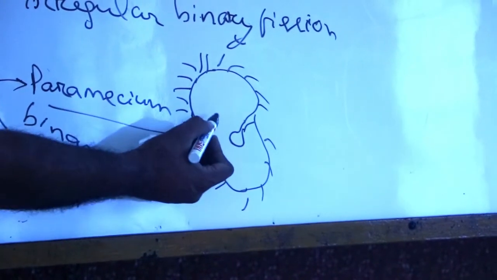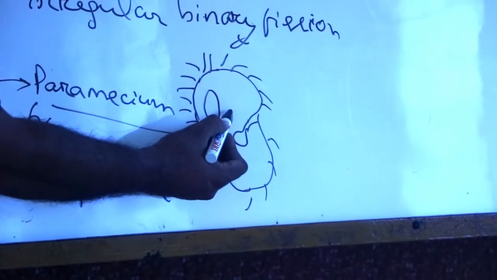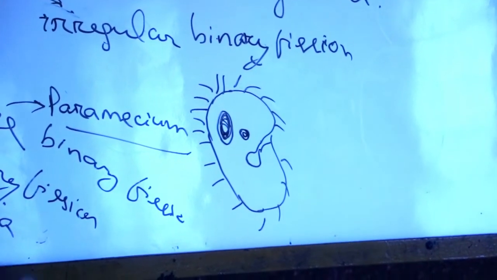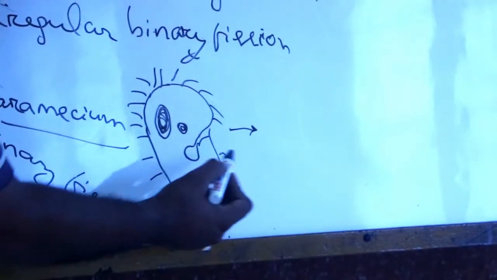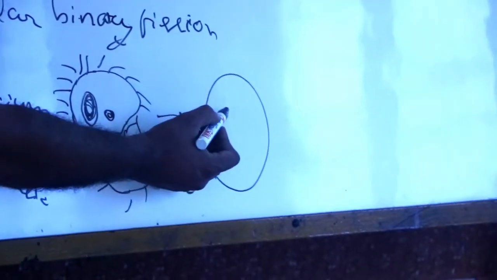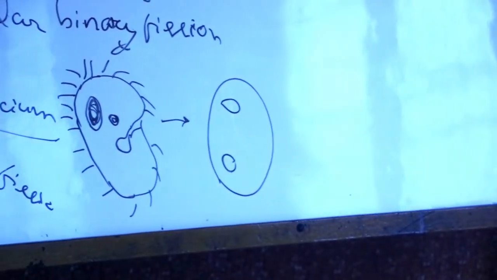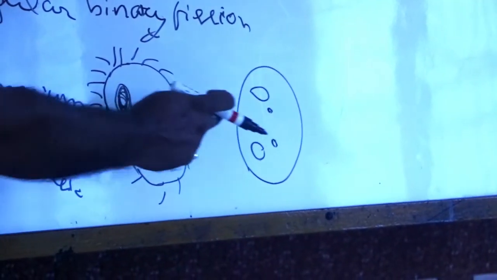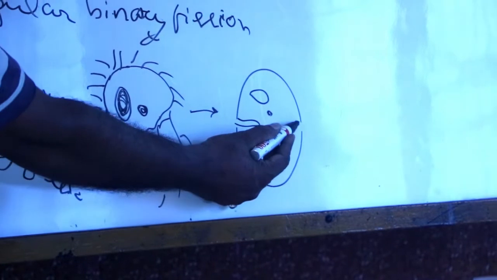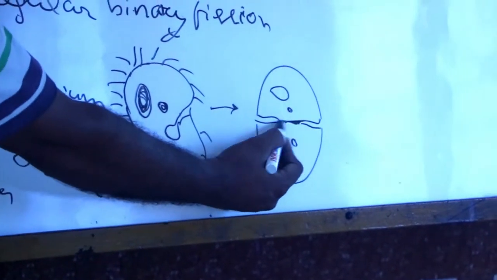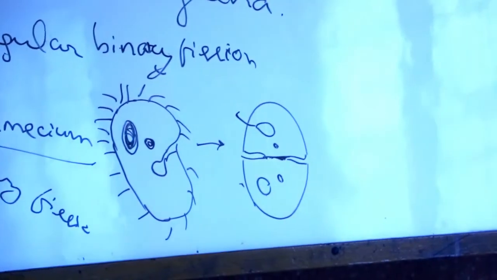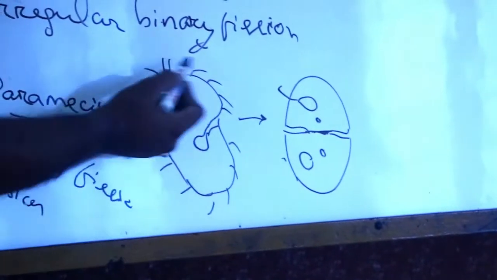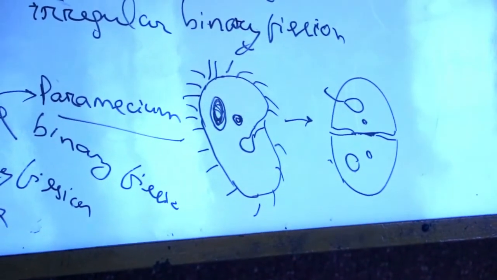The paramecium has two nuclei, one macronucleus, the other one is micronucleus. During its binary fission process, the macronucleus mitotically divides to form two daughter nuclei, and the micronucleus divides mitotically to form two daughter nuclei. Then a transverse constriction develops, which ultimately splits the parent animal into two daughter paramecia. So paramecium has a transverse binary fission, means paramecium transversely divides to form two daughter paramecia.